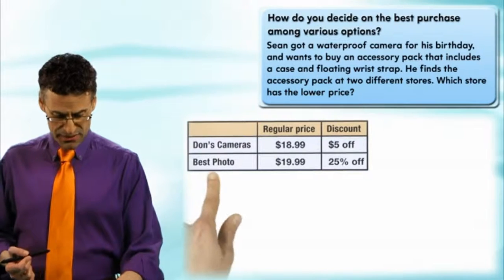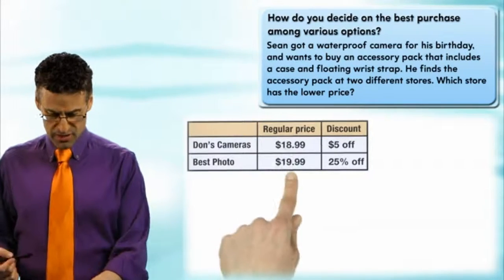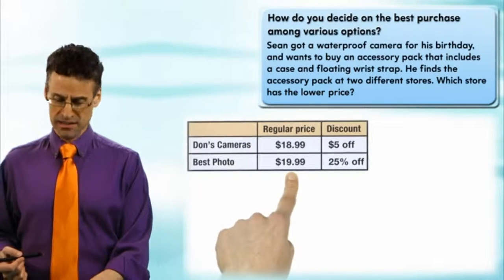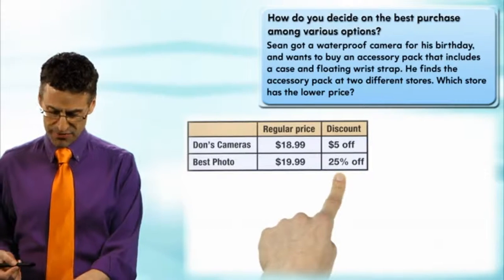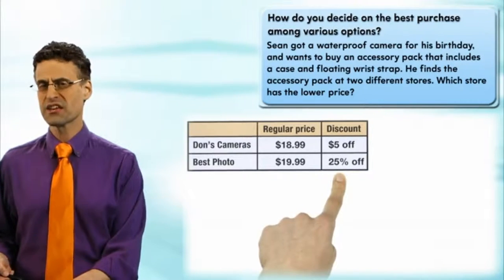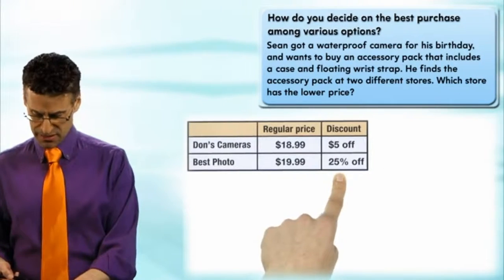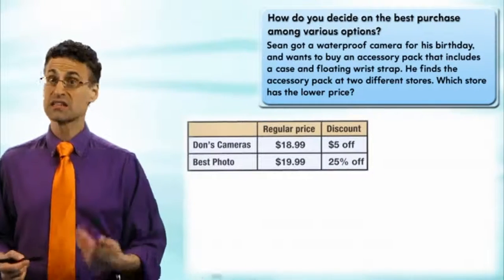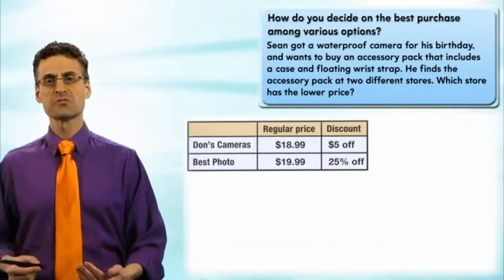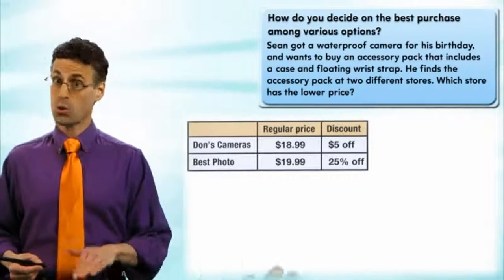Now, at Best Photo, the regular price is $19.99, but they're offering a special 25% off. Wow, 25% off sounds huge compared to just a mere $5. So it sounds like maybe Best Photo is the best option. Well, let's use math thinking and see if that's right or not.